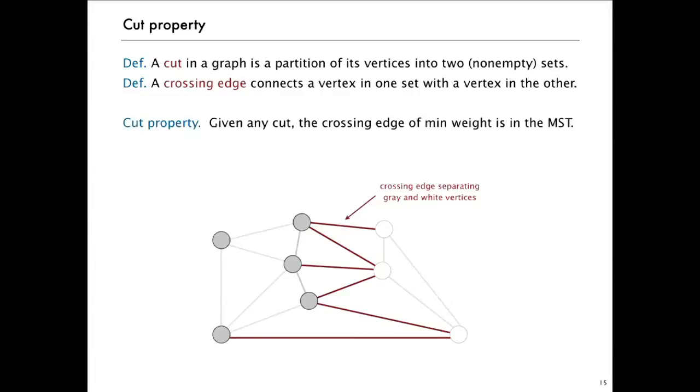minimum spanning tree. An important property that is relevant to MST algorithms is that given any cut at all, the cut defines a set of crossing edges. The minimum weight crossing edge is in the MST. Remember, no two edges have the same weight, so there's a single edge that has minimum weight from the edges in the cut. In this case, the thick red edge is the minimum weight. It's the shortest edge connecting a gray vertex with a white one, and that edge has to be in the MST. That's the cut property.